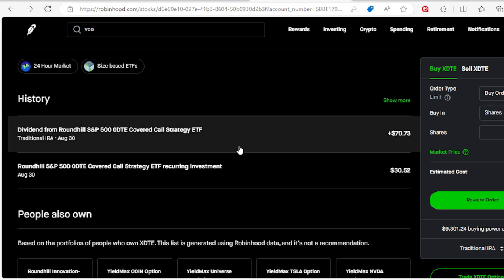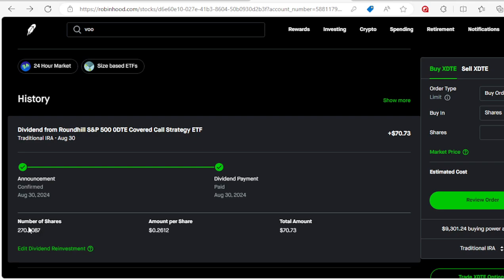So I can show you here's my dividend call for August. 270 shares, 26 cents, a little bit low from last time. Really, 26 cents. I'm getting $70.73. What is that on the calculator? 70.73 times 12 is $848.76 worth of dividends every quarter.